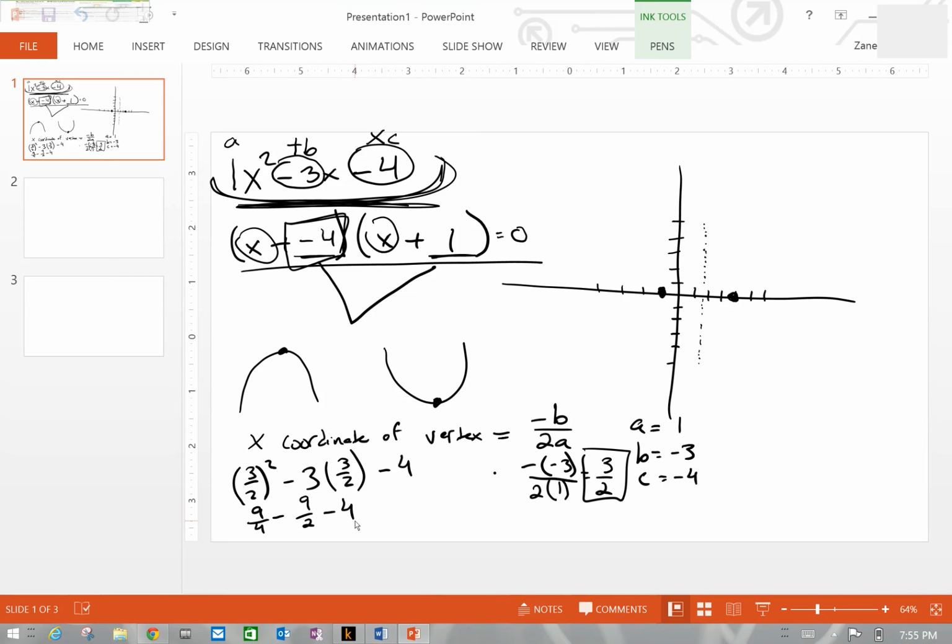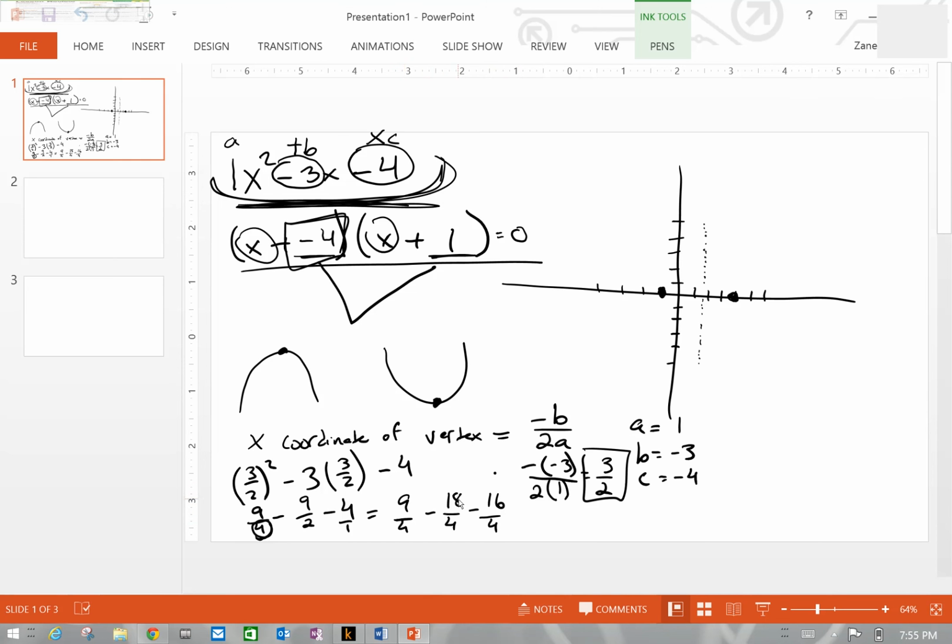Let's do some fraction simplifications. Okay, well, if we want to make all these a common denominator, then the least common multiple of all the denominators is 4. Okay, so 9/4 is okay where it's at, because it's already 4. But we're going to make 9/2 equal to negative 18/4. And negative 4/1 is the same thing as negative 16/4. Okay. So we're taking 9/4 minus 18/4 minus 16/4.